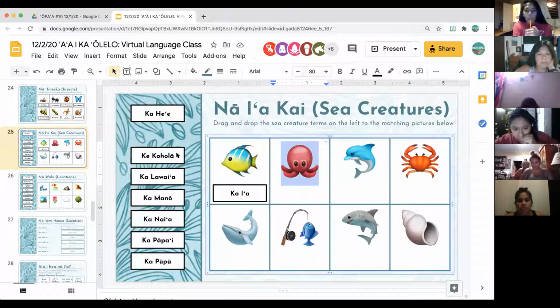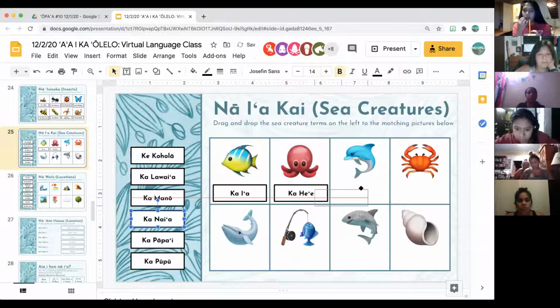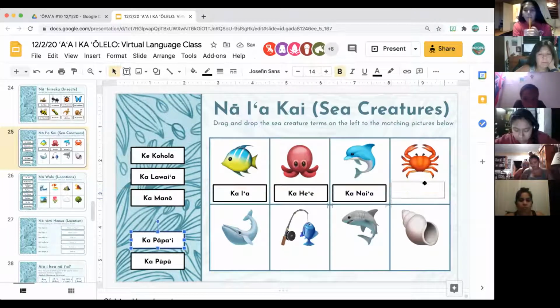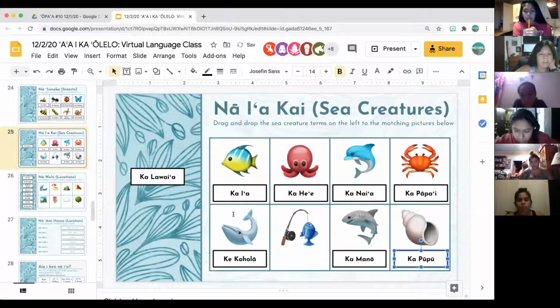He'e, good. Call he'e. Then you have your naʻa, your dolphin. Papaʻi is crab. Kohola is your whale. I'm gonna jump to this one. Mano, shark. And pupu is your shell. Okay. And this is the action of fishing, so that's kalawaiʻa. Or also the fisherman too.